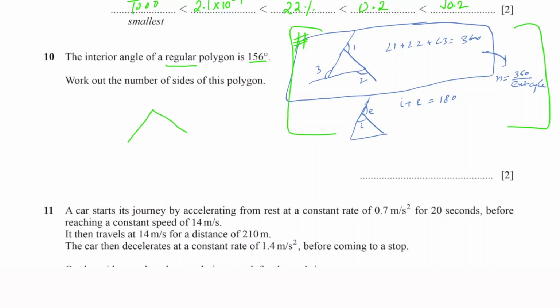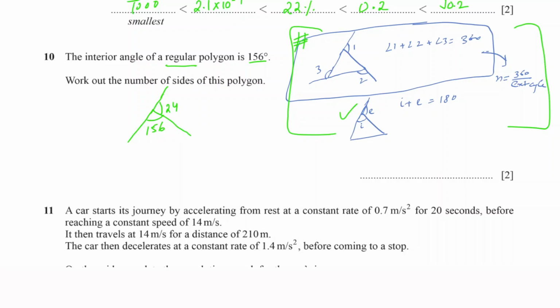The interior angle of the regular polygon is 156. So let's draw. I don't know how many sides it is, so I'm just drawing something like this. They are saying that the interior angle of the regular polygon is 156. So as per this rule, the exterior angle should be 180 minus 156. So it should be 24, right? You can use your calculator.